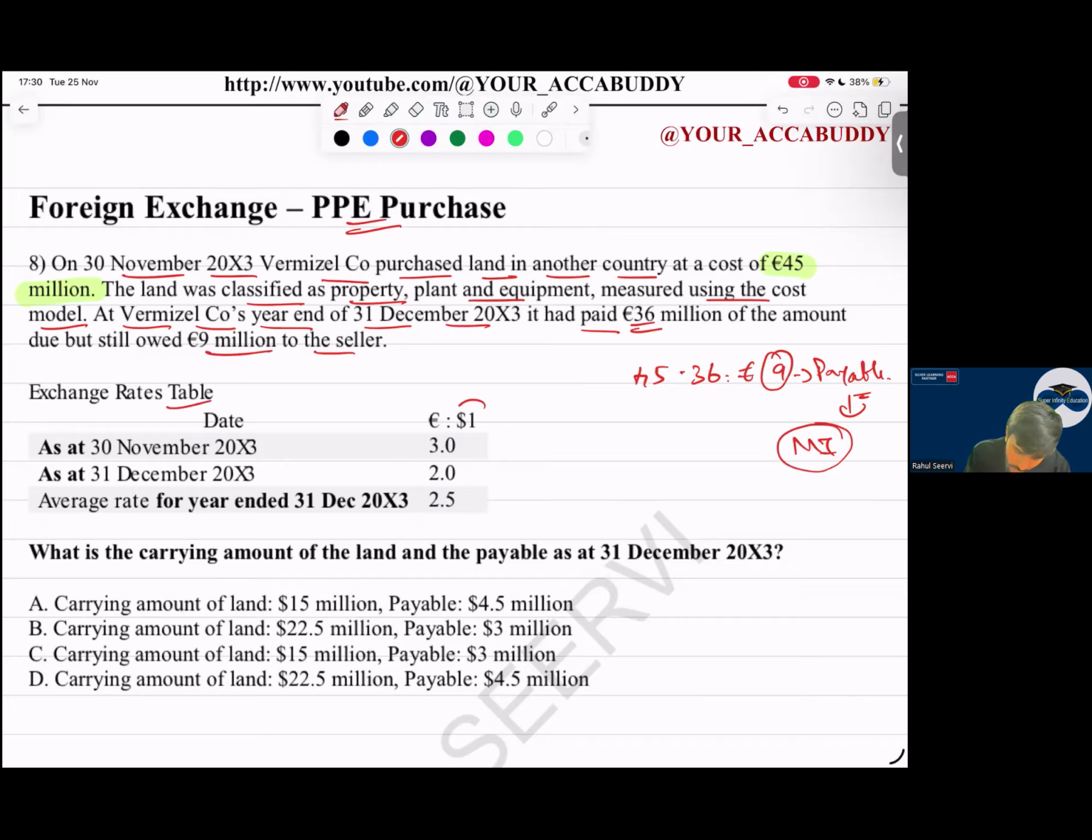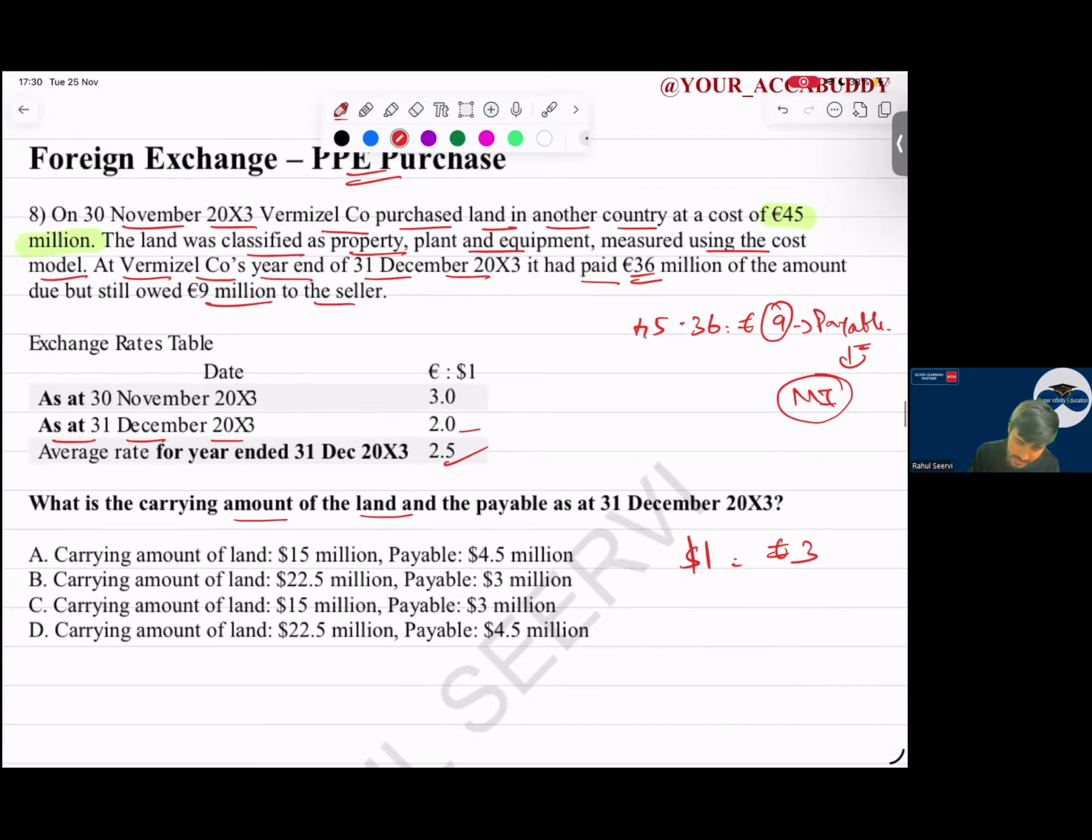Exchange rate: $1 is equal to how many euros? $1 is equal to 3 euros on the first day when we acquired the land. As at 31st December 20X3, $1 is equal to 2 euros. Average rate is 2.5. Question: what is the carrying amount of the land and the payable at 31st December?